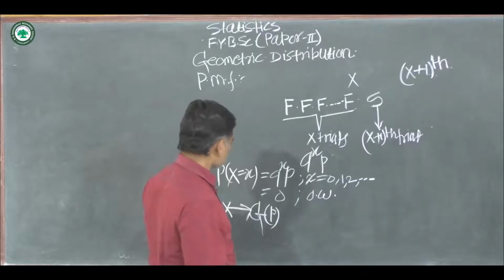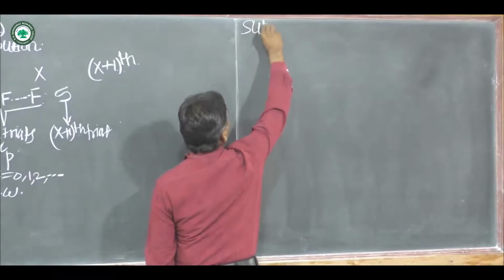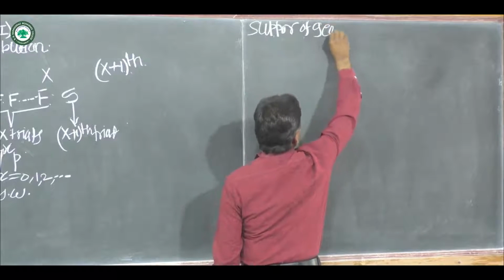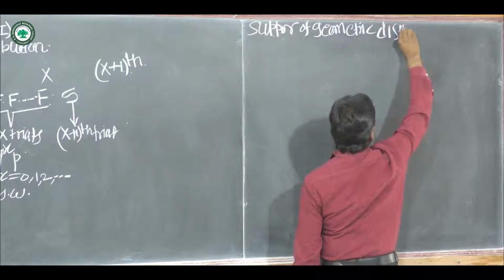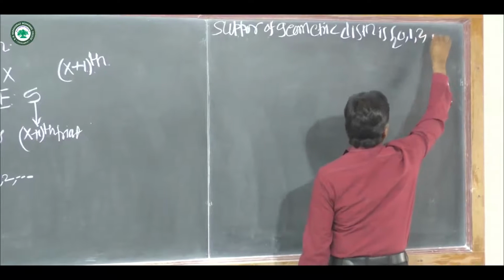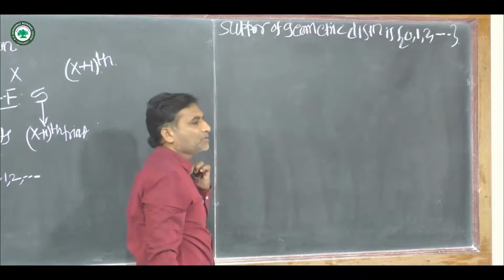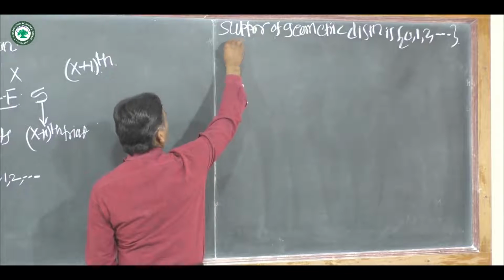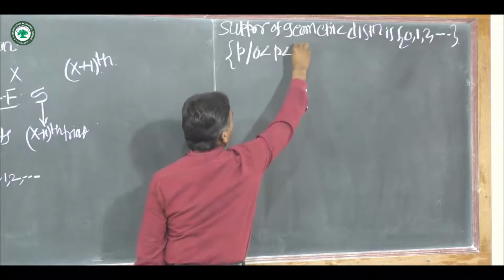Now the support of geometric distribution is 0, 1, 2, and so on, that is, 0 to infinity is the support of geometric distribution, and the parameter space is P, given 0 less than P less than 1.